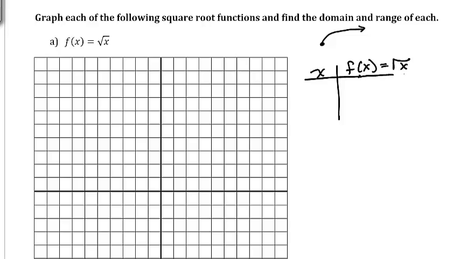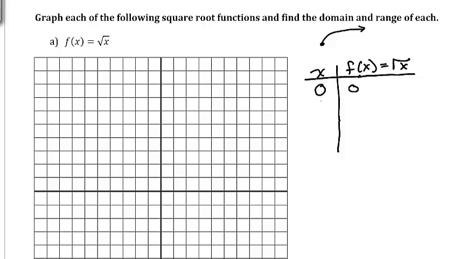And you have to be a little bit careful when you're picking your points to plot, because we're taking the square root of whatever number we're plugging in here, and you can't take the square root of negative numbers. So we couldn't put -1 in for x, and we can't put any negative numbers in, so the smallest thing we can put in here is 0. And the square root of 0 is just 0.